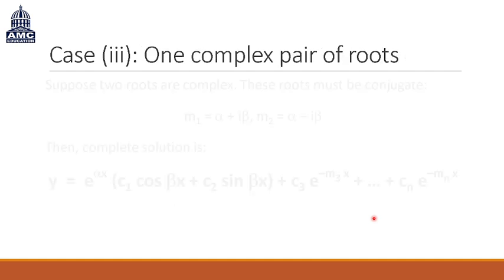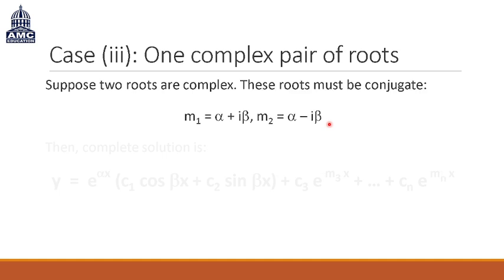Case 3 is that there is a pair of complex roots, and if there is a pair of complex roots, these roots must be conjugate. What does conjugate mean? It means that the sum of these conjugate roots is a real number, as well as their product. Let's say they are alpha plus i beta and alpha minus i beta. This is a convention; you can very well use p plus iq and p minus iq, and when you solve the equation, you'll get numbers in place of alpha and beta.